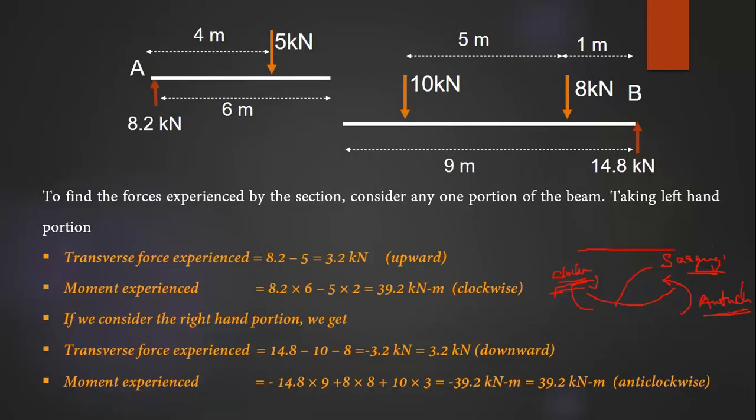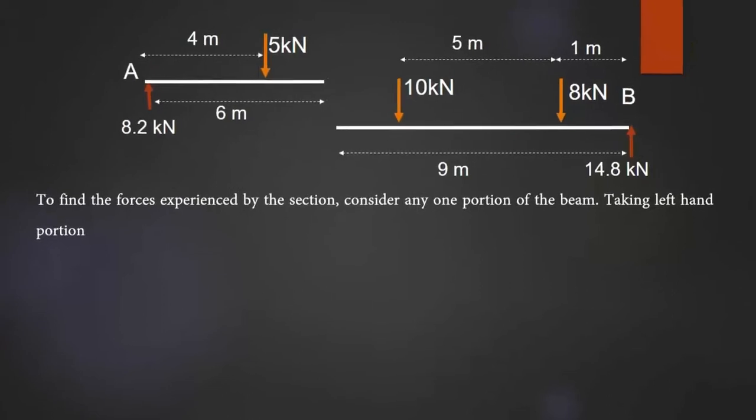So let me show you the calculation over here. This is the shear force which we calculated at the section XX. On the left hand side it is positive 3.2, and on the right side it is minus 3.2. In the similar way, at that section XX, if you consider the left hand side, it is 39.2 kilonewton meter, and if you consider the right hand side portion, we are going to get minus 39.2 kilonewton meter.